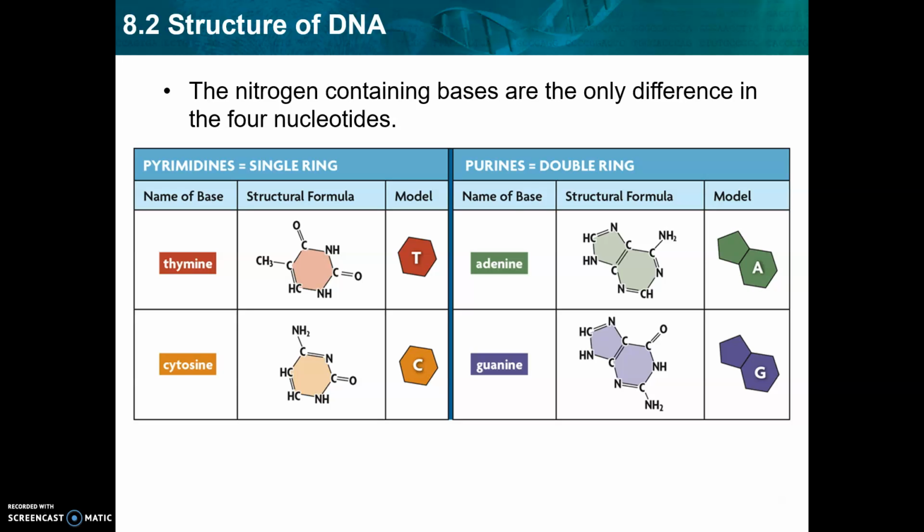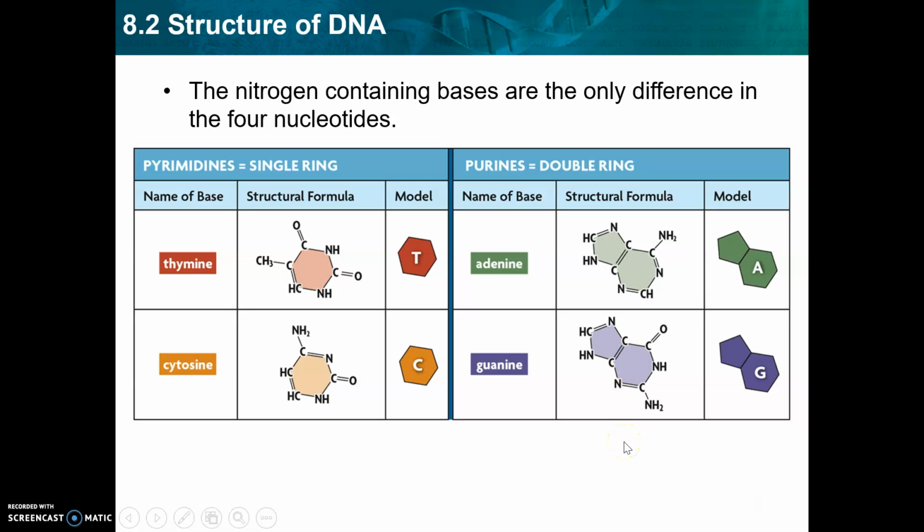Now notice how we have these organized into two categories. We have on the left the pyrimidines, and these are single ring structures. Well, what does that mean? That means if you look at the molecule, there is one hexagon, or one closed ring of atoms in this molecule. Same for cytosine. Whereas a purine is a double ring structure. There's a hexagon and a pentagon, so that's two rings that are bonded together.